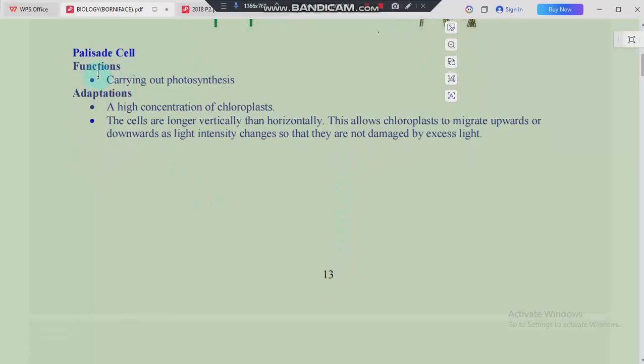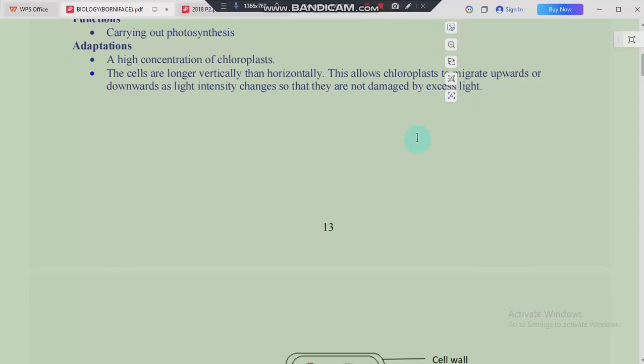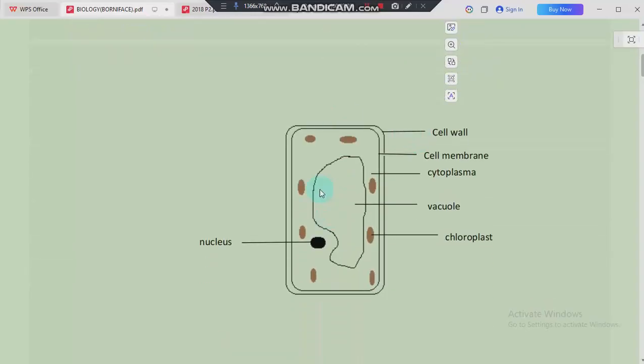So these palisade cells help to carry out photosynthesis. How? They have these adaptations. They have a high concentration of chloroplasts, and we know these chloroplasts contain chlorophyll, and chlorophyll is the one which helps to trap light for photosynthesis. And then the cells are longer vertically than horizontally. This allows chloroplasts to migrate upwards or downwards as light intensity changes so that they cannot be damaged by excess light. So this is our example of a palisade cell.